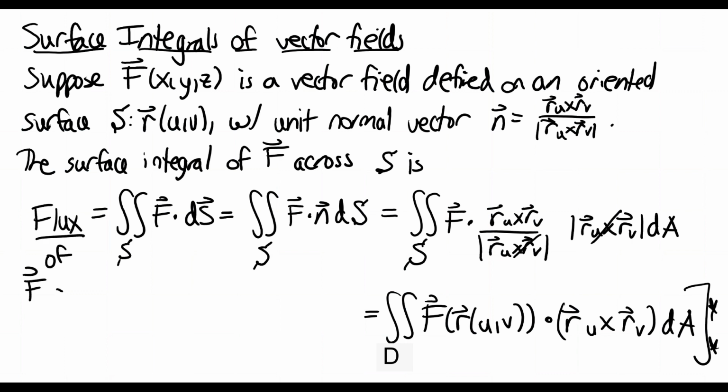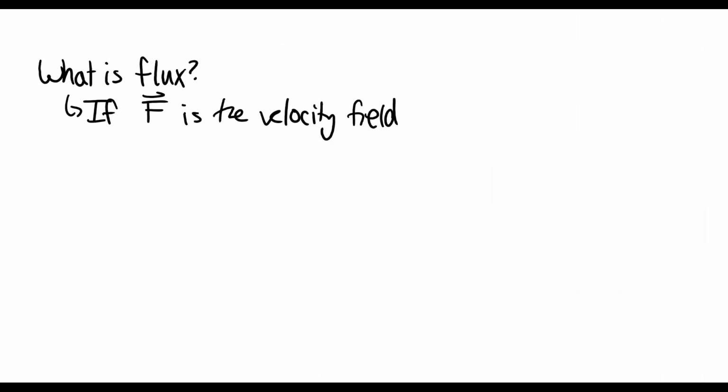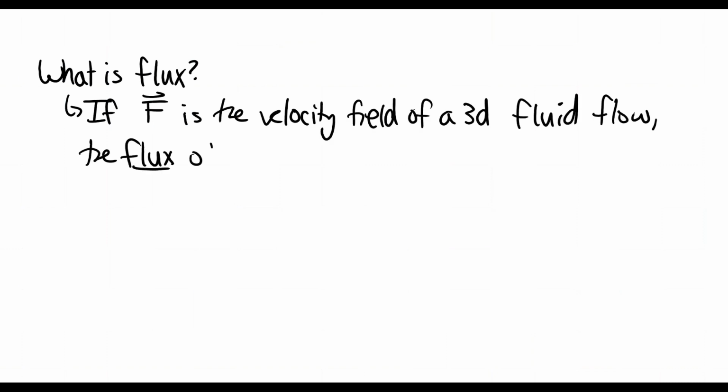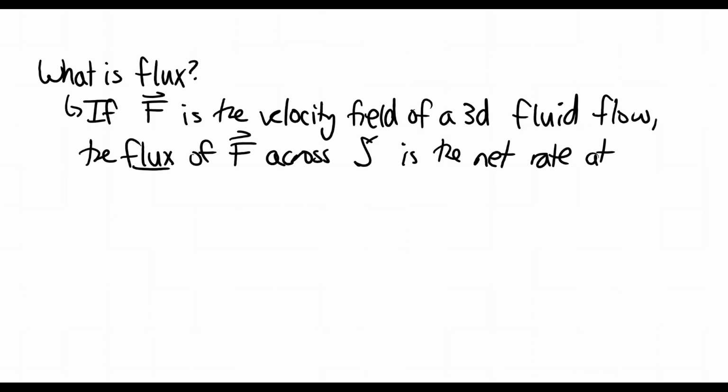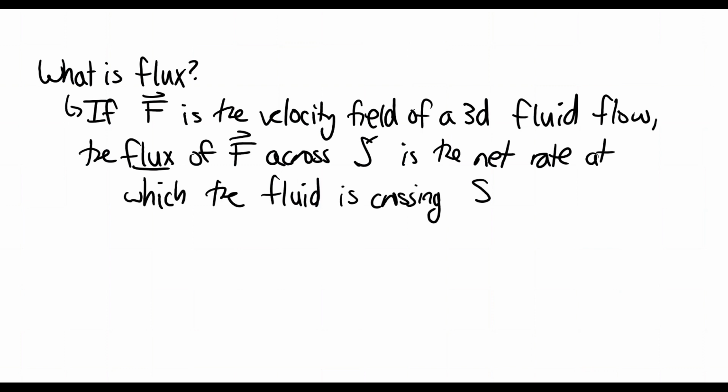The surface integral of a vector field is called flux. This is the flux of f across S. This has physical meaning. If f is the velocity field of a 3D fluid flow, the flux of f across S is the net rate at which the fluid is crossing S.